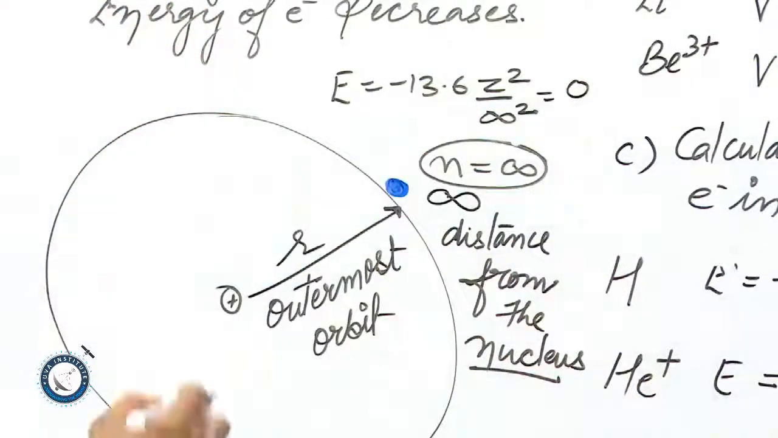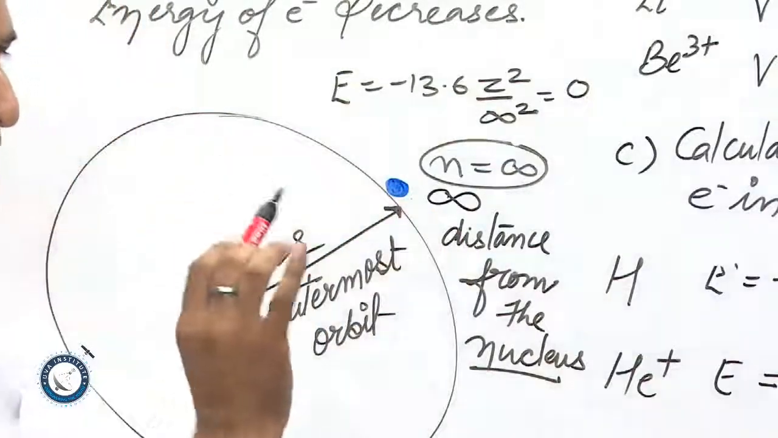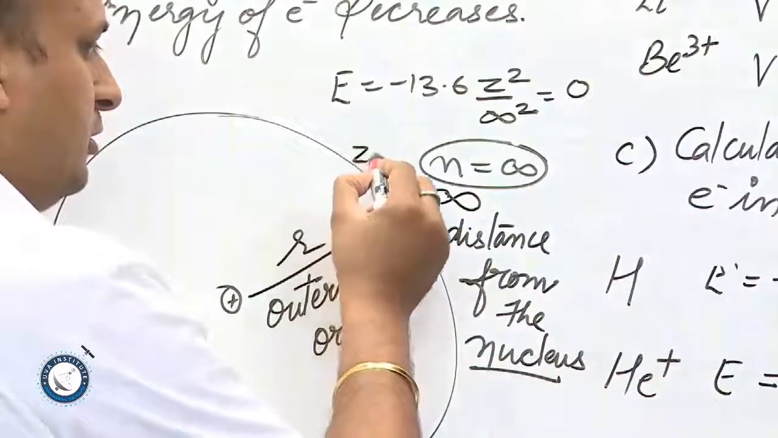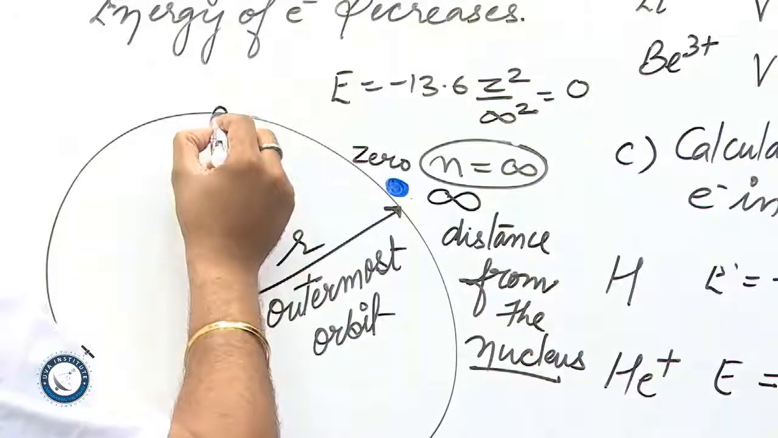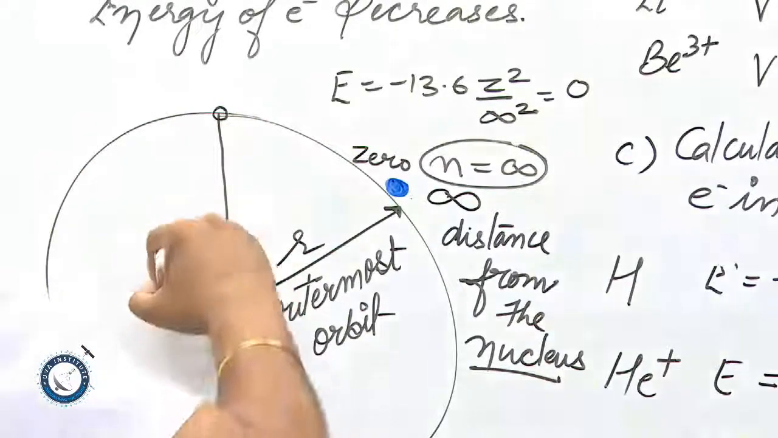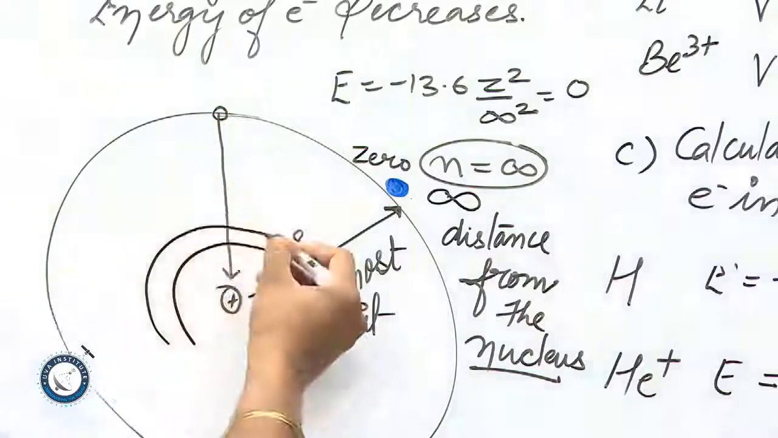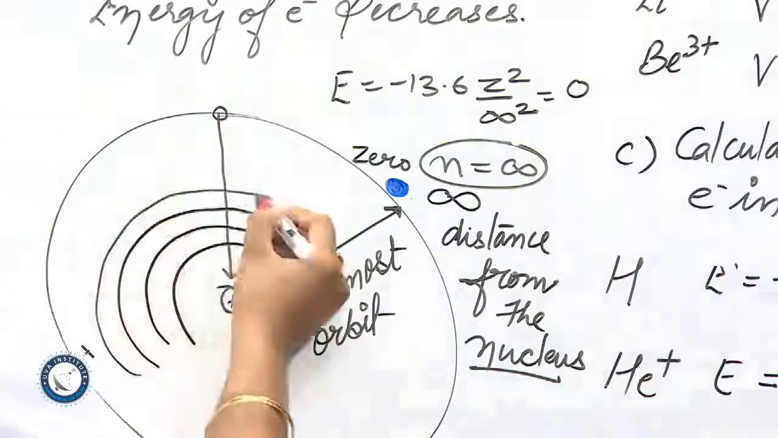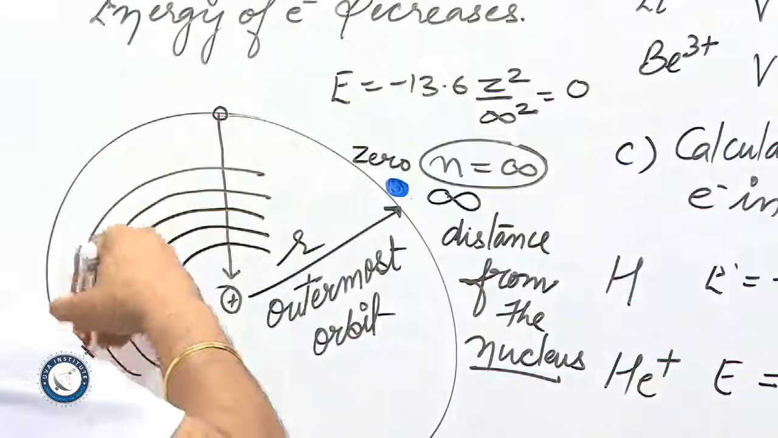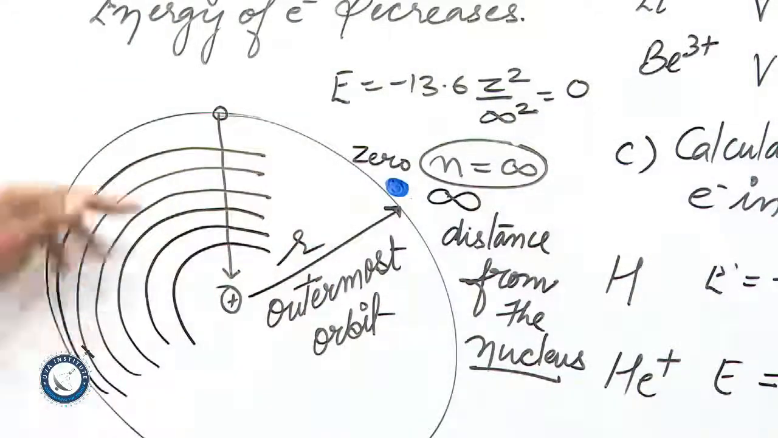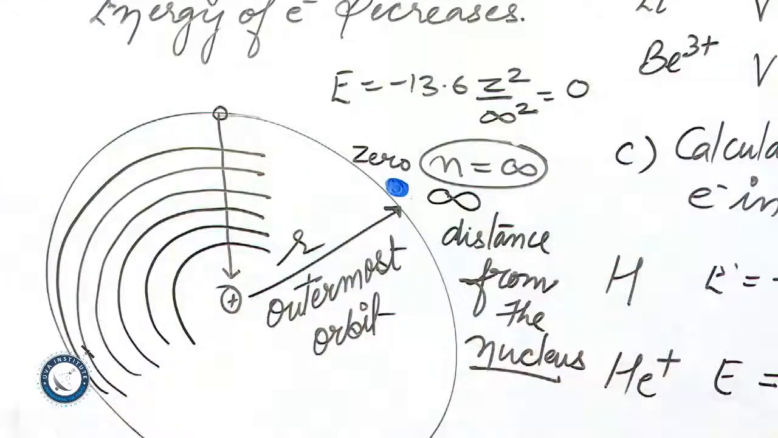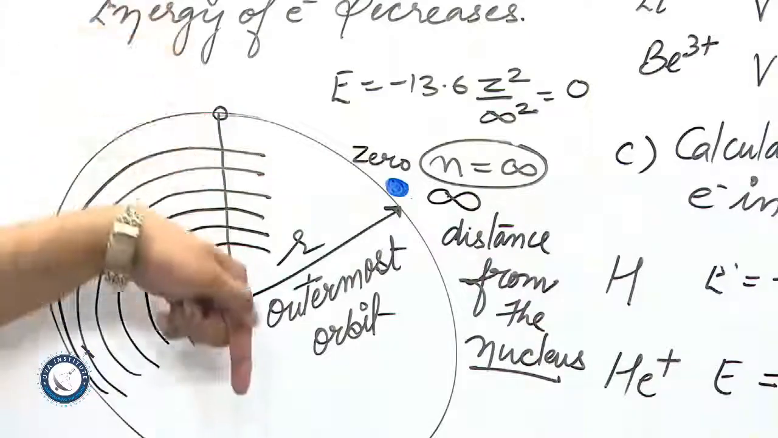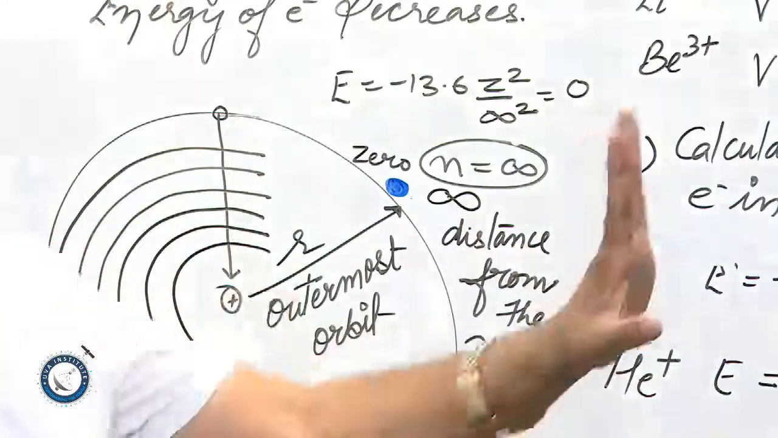So what do we mean? We mean to say that this electron is having 0 energy. Now tell me one thing, beta. If the electron is falling to the lower energy shells, say suppose these are the lower energy shells, when it is falling down, tell me, is it losing energy or is it gaining energy? What is happening?